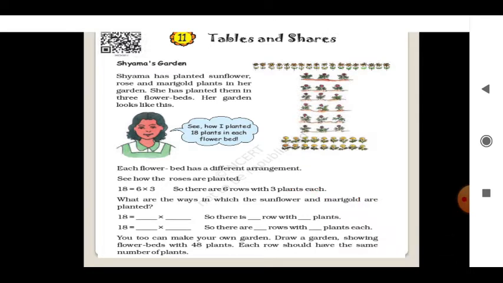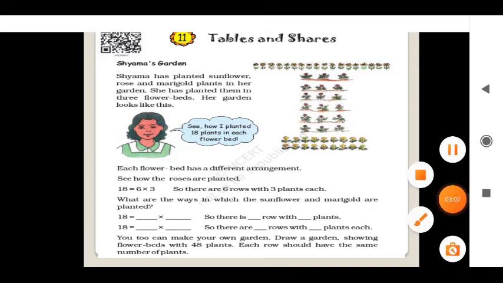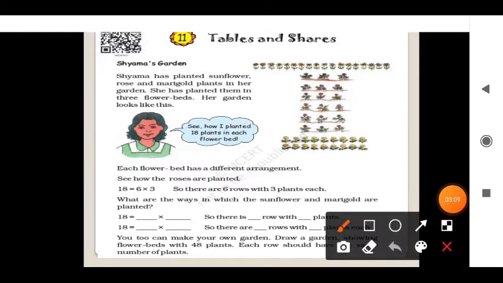Now you can observe, children, here the rows are different, but the number of plants is the same. So we understood that however you multiply, the answer will be the same. So there are 6 rows with 3 each, that is the rose plants.